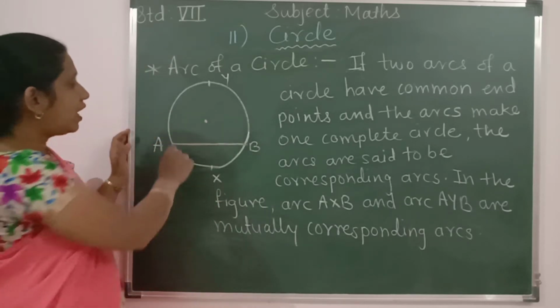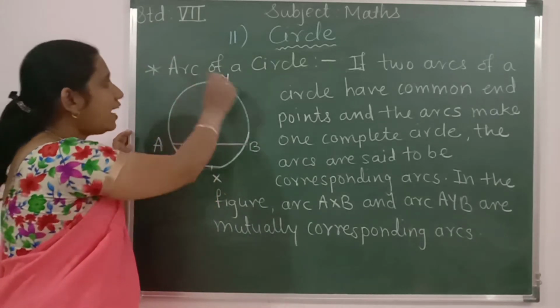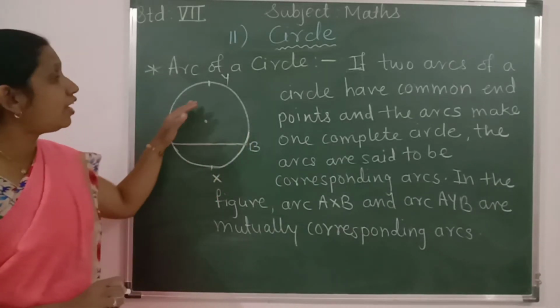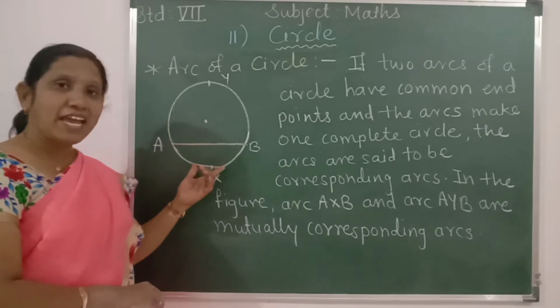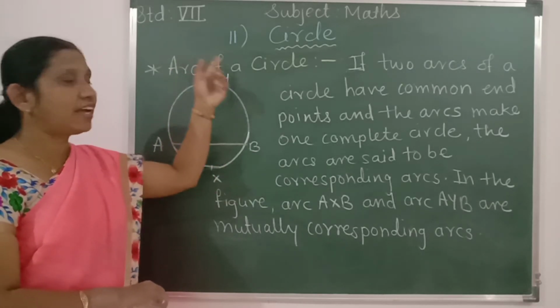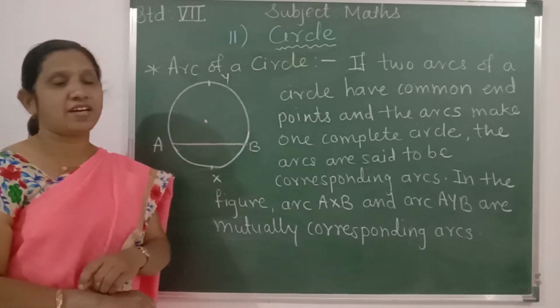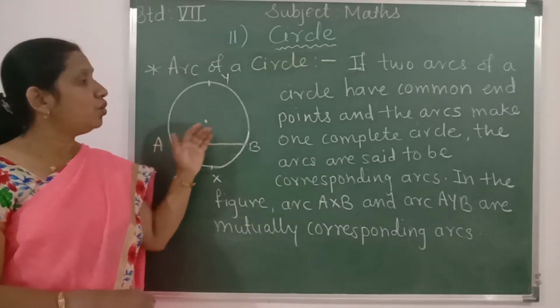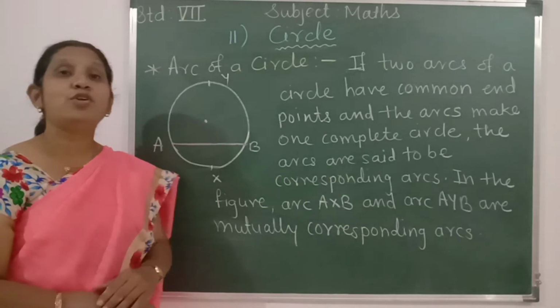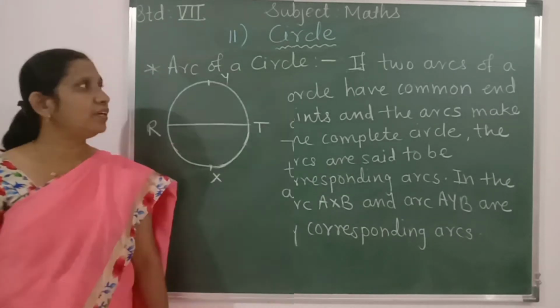In this figure, arc AXB and arc AYB are mutually corresponding arcs because arc AXB is the minor arc and arc AYB is the major arc that completes one circle. So, they are known as mutually corresponding arcs.